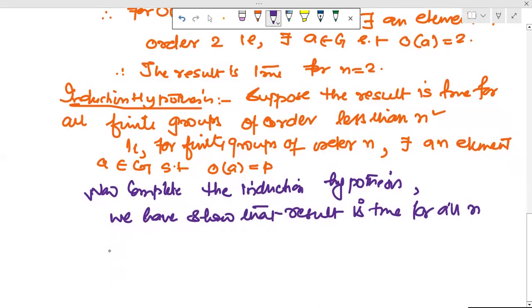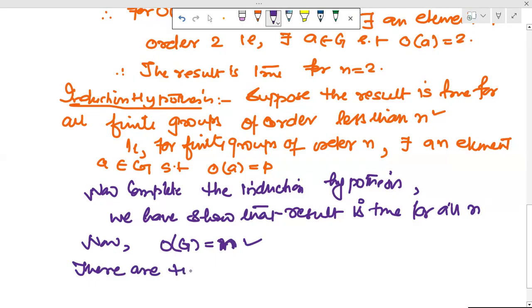So what happens now? The order of G is equal to n. Now we will check whether, for the order of G equal to n, this result holds or not. So there are two cases.